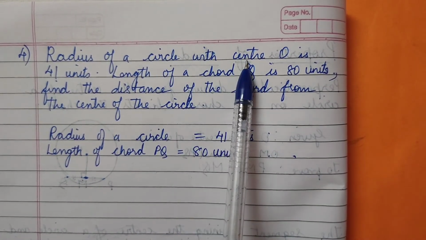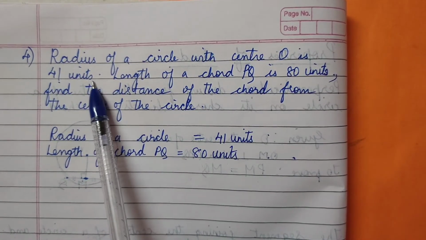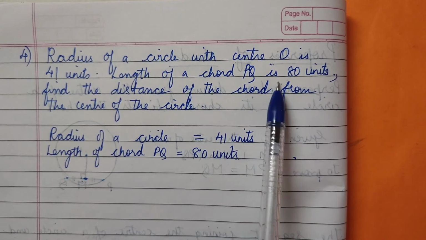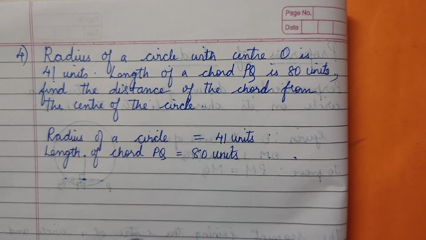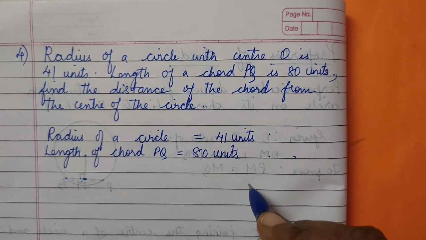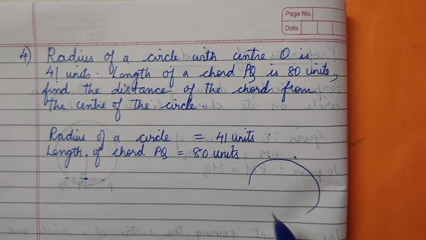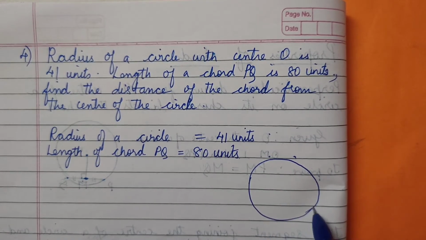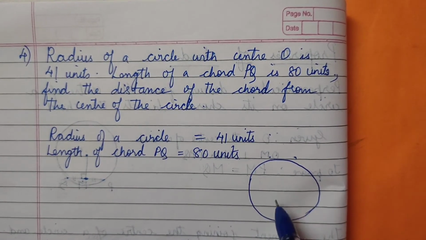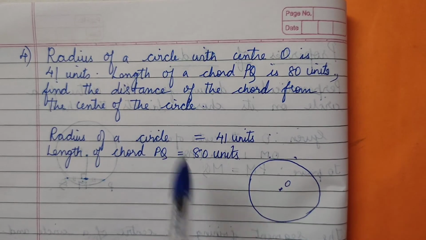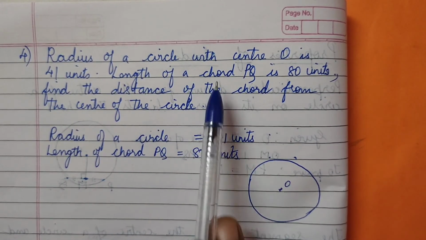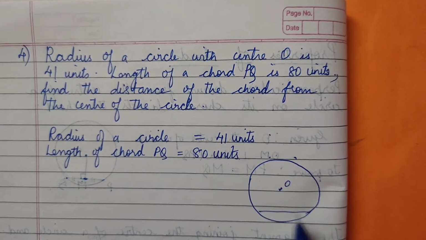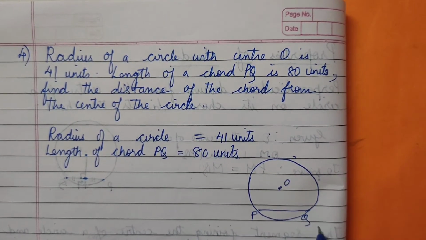Radius of a circle with center O is 41 units. Length of the chord PQ is 80 units. Find the distance of the chord from the center of the circle. See my dear, we will draw a figure, then it will be a clear picture for us. See, this is a circle. And they said the center is O. Whenever they have told to give the names, that only we have to give. And the chord name is PQ. So I have mentioned it chord PQ, right?